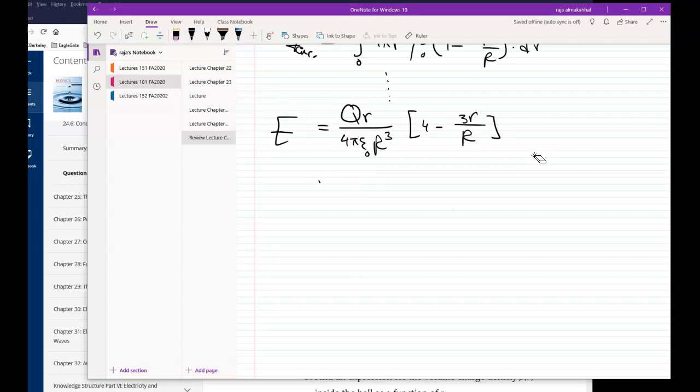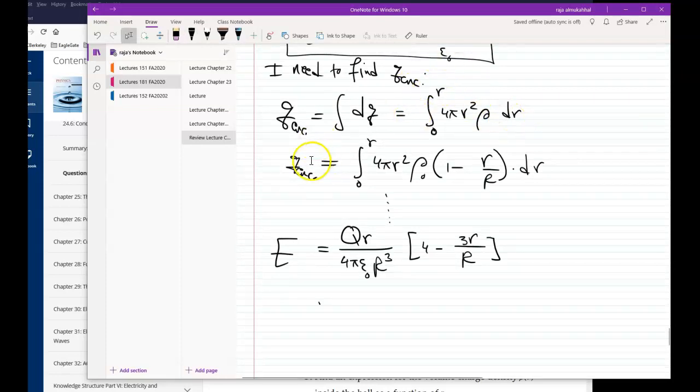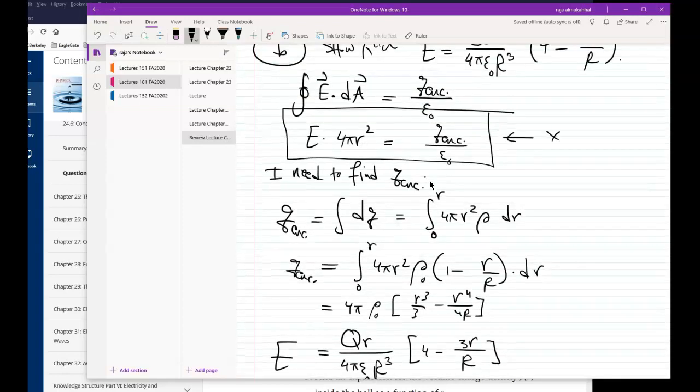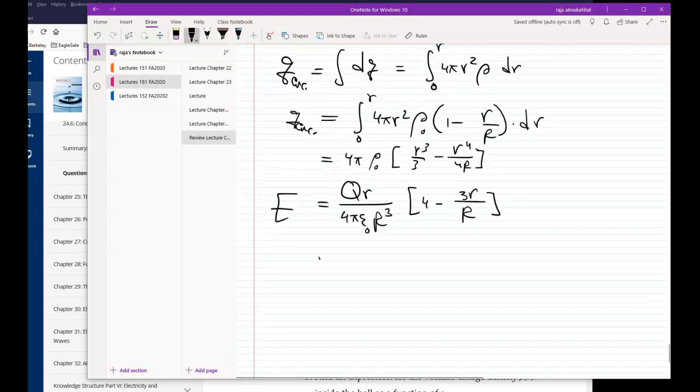Okay, so basically, let me just recap. I hope I didn't confuse anybody. You start with Q enclosed. Go through the integration, and I'll give you the answer. The Q enclosed is going to be 4 pi rho naught, r cubed over 3 minus r to the 4th over 4R. Then you take that, go back to the Gauss law equation right here, plug it in there, and solve for E. You work it out, you'll end up with this.